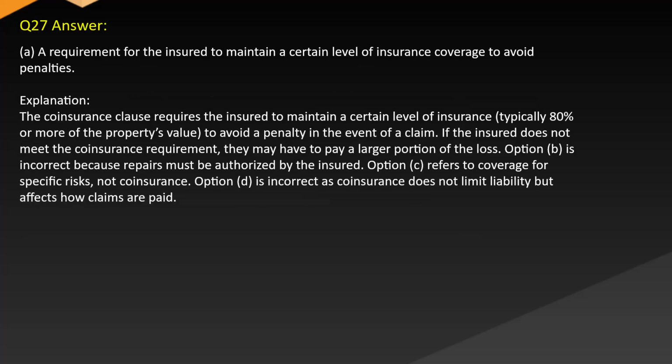Answer: A. A requirement for the insured to maintain a certain level of insurance coverage to avoid penalties. Explanation: the coinsurance clause requires the insured to maintain a certain level of insurance, typically 80% or more of the property's value, to avoid a penalty in the event of a claim. If the insured does not meet the coinsurance requirement, they may have to pay a larger portion of the loss. Option B is incorrect because repairs must be authorized by the insured. Option C refers to coverage for specific risks, not coinsurance. Option D is incorrect as coinsurance does not limit liability but affects how claims are paid.